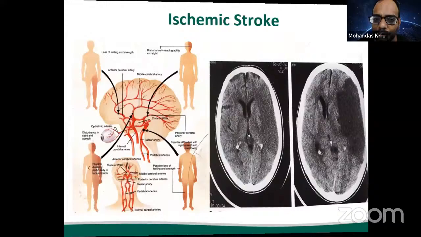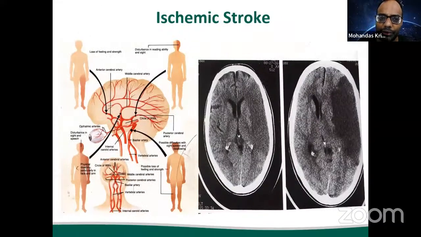In ischemic stroke, I've already told you that you have a disability in reading and writing. You cannot understand things. Your power of retention of memory is lost. Here you can see it's called the circle of Willis. It starts from the vertebral artery, goes to the basilar artery, and from there it distributes inside the brain.